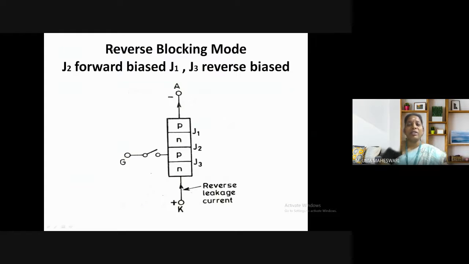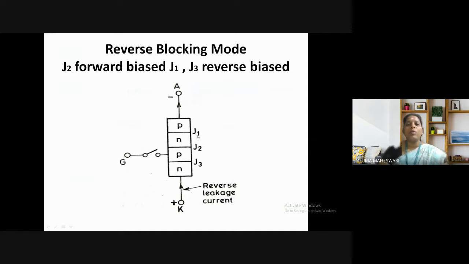So the first mode is reverse blocking mode. In reverse blocking mode, let us see how the external voltage source is connected. Here you can see that the anode is connected to the negative terminal of the external supply and the cathode is connected to the positive terminal of the external supply, and the gate terminal is open circuited. There is no voltage potential given to the gate terminal. So this is the polarity with respect to the three terminals.